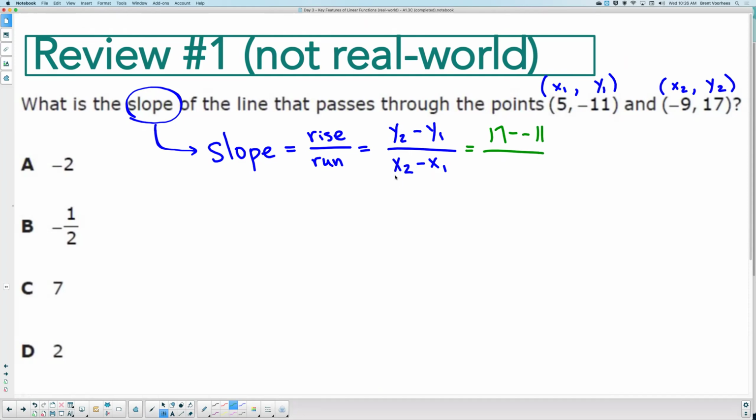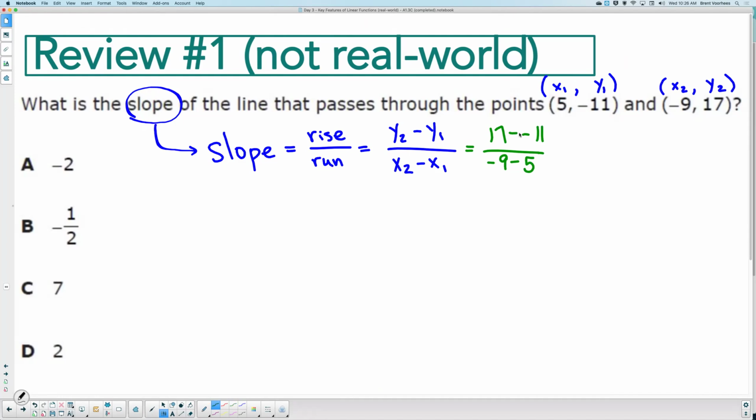Now, x2. What is x2? Negative 9 minus. Formula says minus. Now, what is x1? X1 is 5. Now, what we're going to do is reduce.